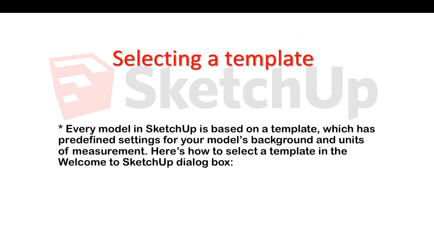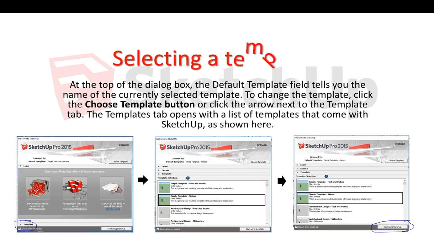Now, let's go to selecting a template. Every model in SketchUp is based on a template, which has predefined settings for your model's background and units of measurement. Here's how to select a template in the Welcome to SketchUp dialog box. At the top of the dialog box, the default template field tells you the name of the currently selected template. To change the template, click the Choose Template button or click the arrow next to the Template tab. The Templates tab opens with a list of templates that come with SketchUp, as shown here below.